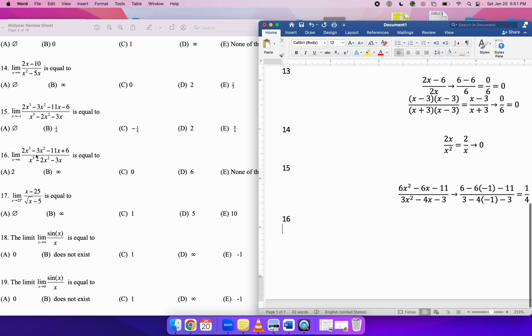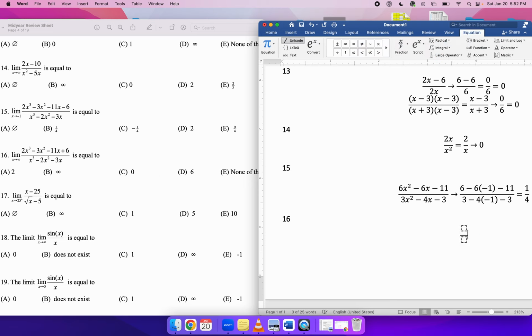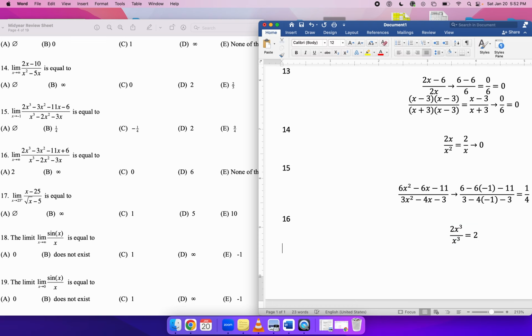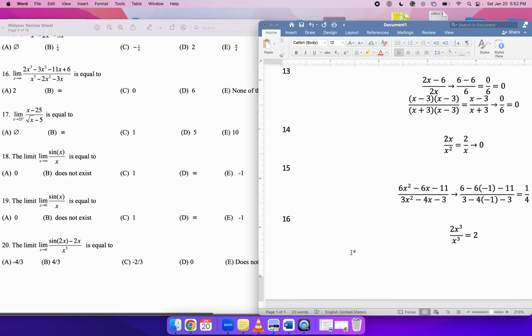We are looking at the limit as x goes to infinity of this function. You should just keep the fastest growing terms, which is 2x cubed over x cubed, which simplifies to 2. That's the value of the limit at the end.